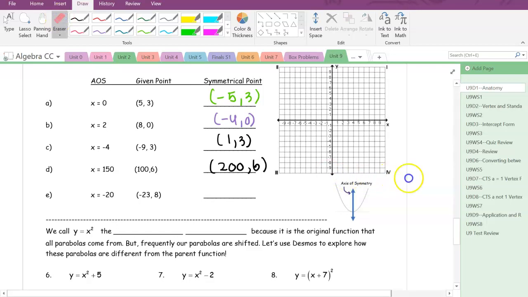All right, let's try one more like that. -20, put your axis of symmetry right in the middle. -23, that is smaller, so that's going to go on the left side. Figure out the distance between these two. It is 3. So you're going to go 3 more on the other side. -20 plus 3 is -17. All right, and again, the y coordinate is going to stay the same.